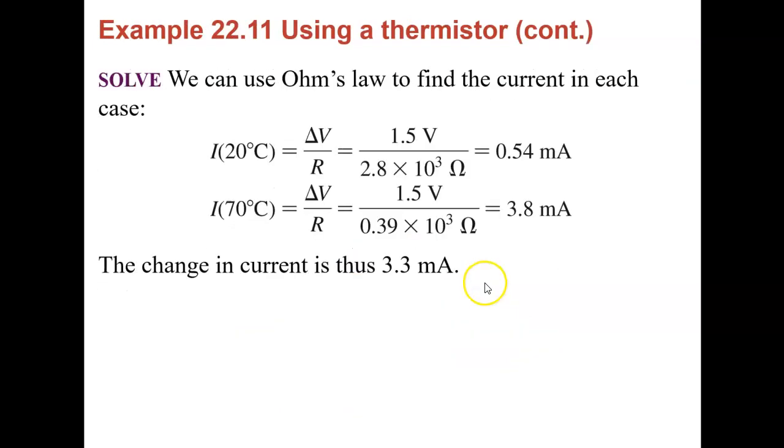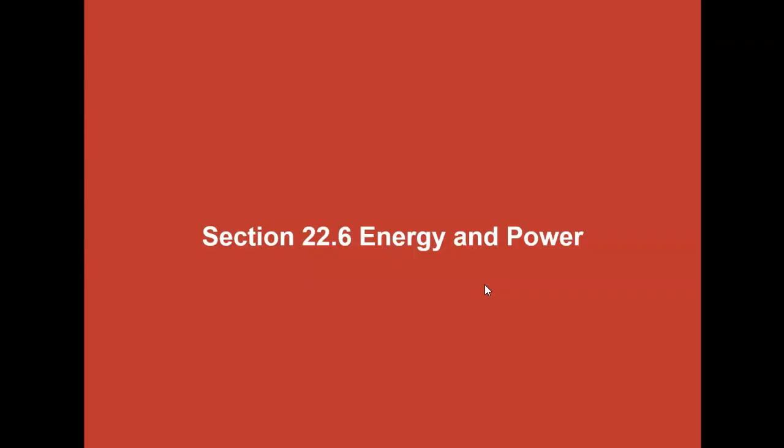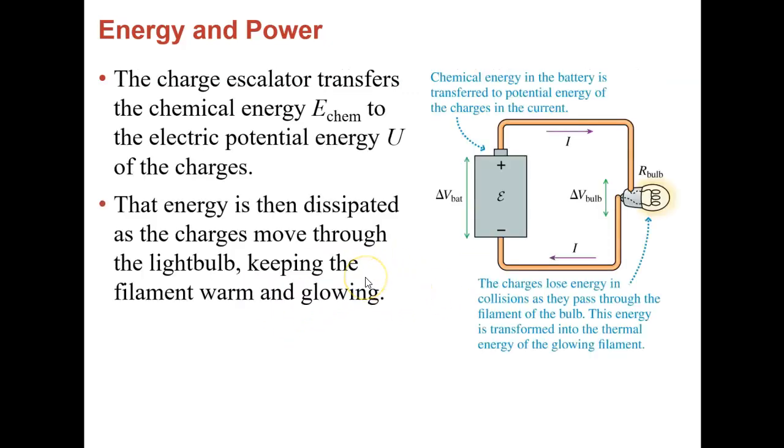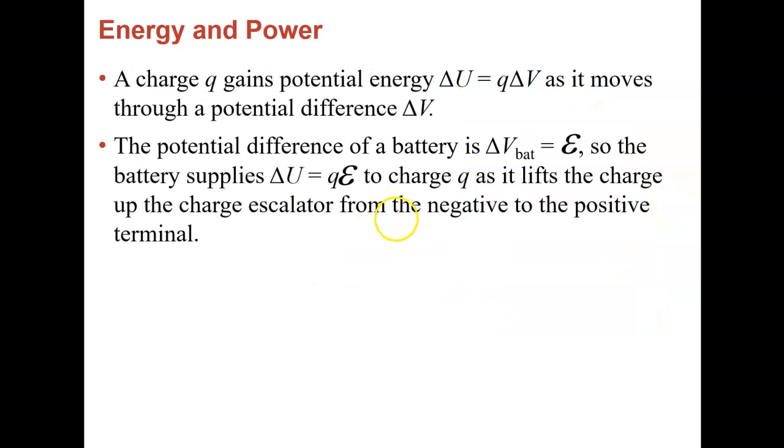We're not going to look at this one. Okay, the last section is on energy and power, and this one's actually relatively quick. Okay, batteries also supply energy. Batteries supply energy and potential difference. Okay, so this charge escalator transfers energy to potential energy to useful energy. Okay, the charges gain potential energy, which is actually used to power things.